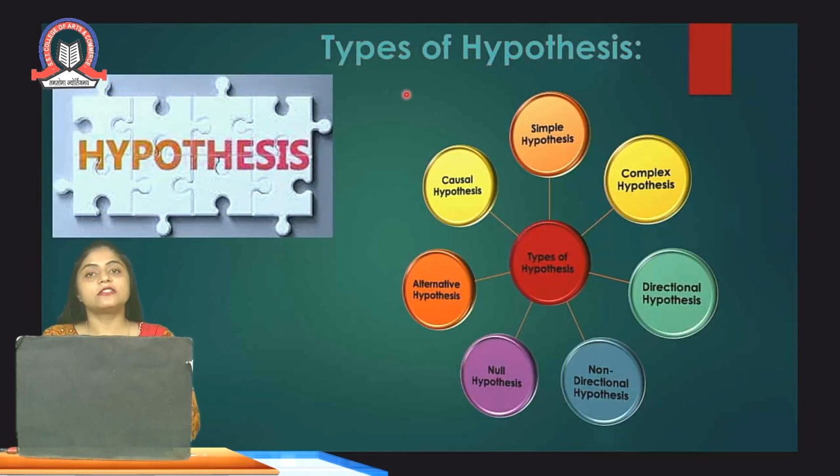Now there are many types of hypothesis. As we already said, there are broadly two types of hypothesis, null and alternate. Apart from that, there are simple hypothesis, complex hypothesis, directional, non-directional, causal, null, alternate. These are the various types of hypotheses through which the researchers can frame their hypotheses.